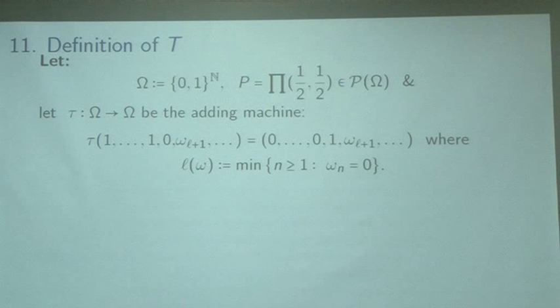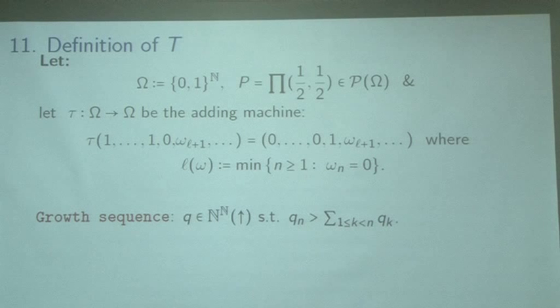So there's something called a growth sequence. It's an increasing sequence of natural numbers, where Q_n is strictly bigger than the sum of all the previous ones. So the minimal one would be 2 to the n.